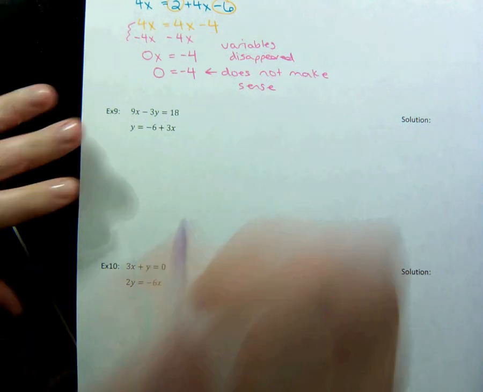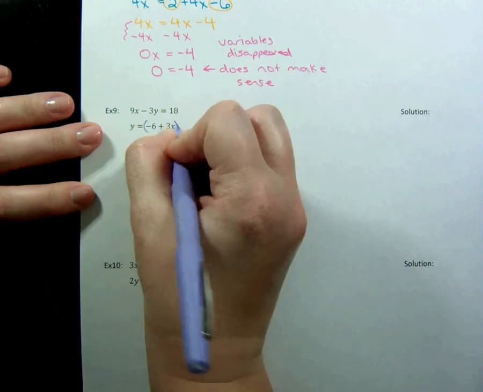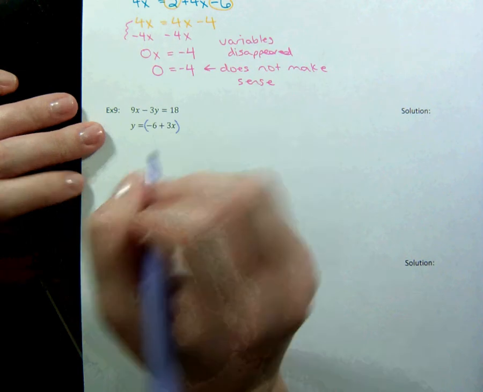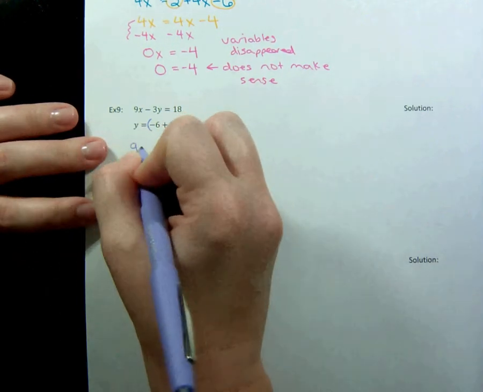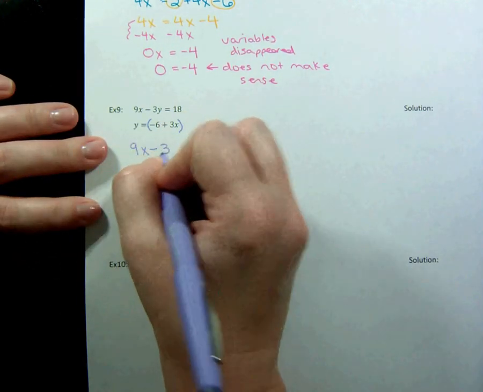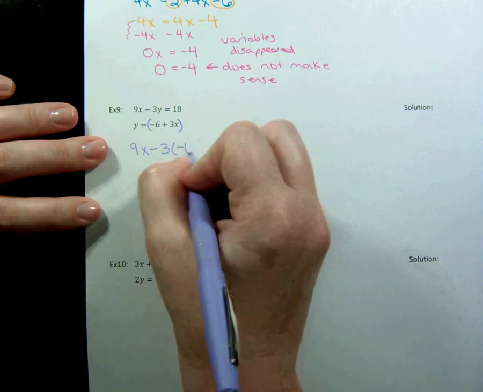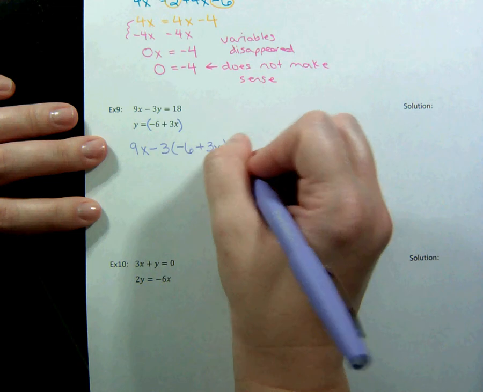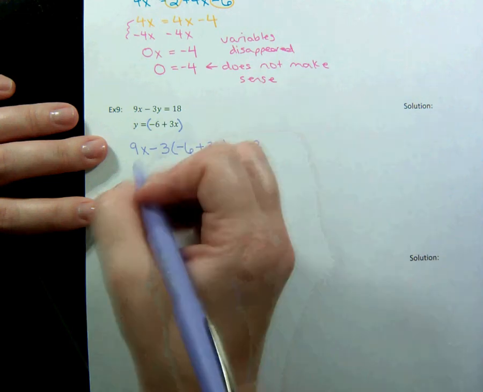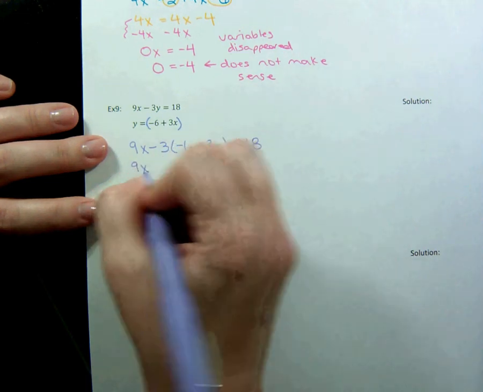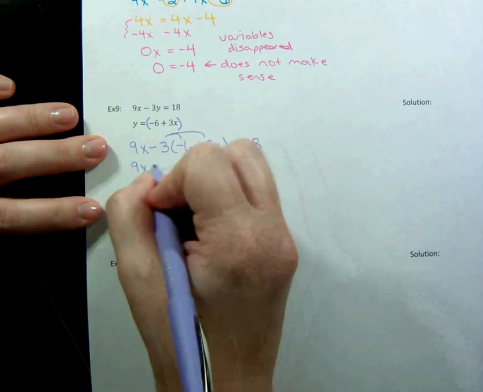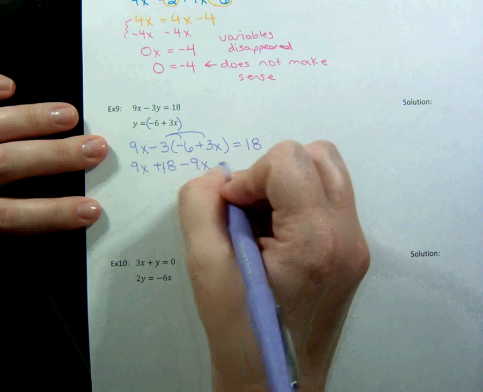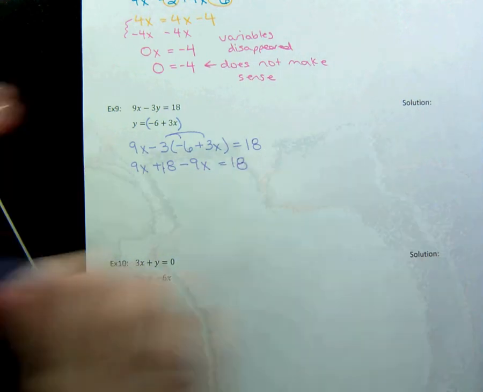Looks like the y variable in the second expression is already isolated. So I'm going to make that substitution, put parentheses around that and make that substitution. So I have 9x minus 3. Instead of y, I'm going to put negative 6 plus 3x equals 18. So 9x, this is going to be plus 18 minus 9x equals 18.